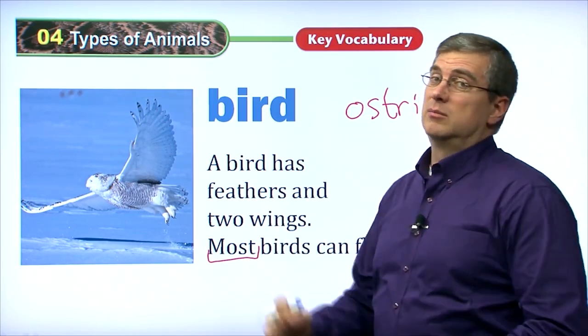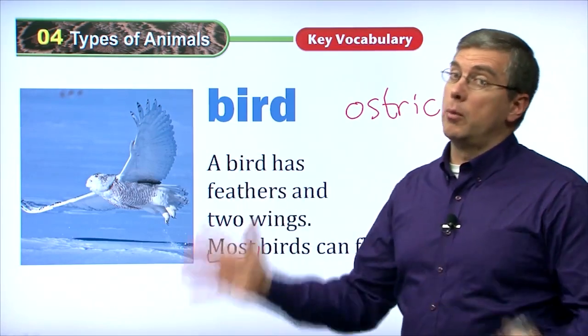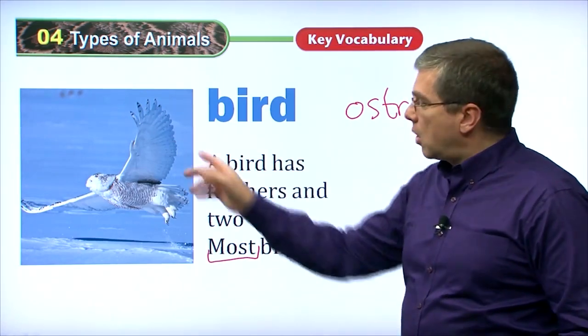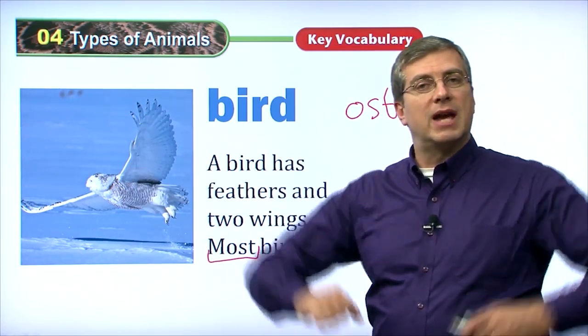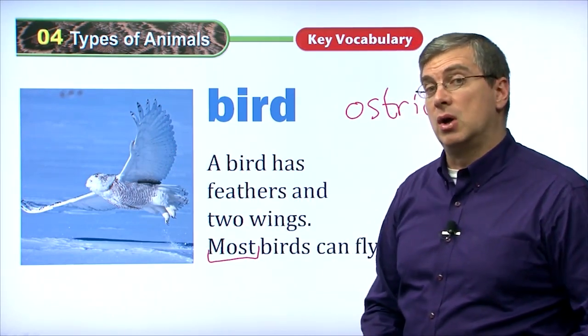It can run, but it can't fly. So most birds can fly. Not all birds can fly. So these are birds. But all birds have feathers. All birds have wings, okay? So those are the unique characteristics of birds.